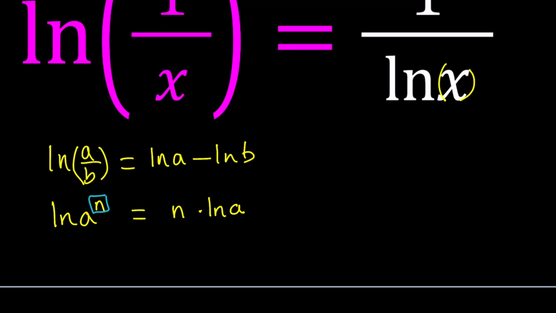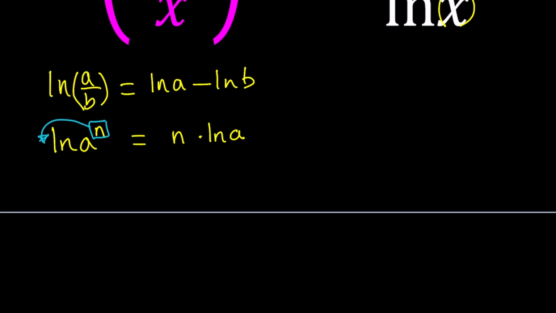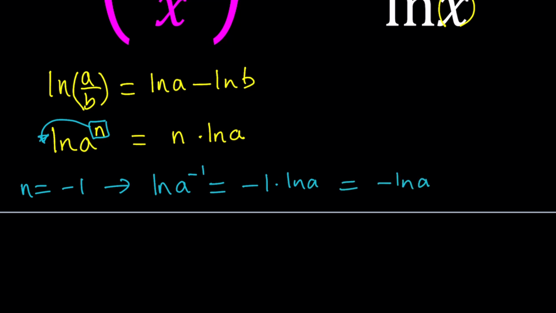You've probably seen my previous videos. Hopefully, if you didn't, please check them out. Anyways, you can just move the power to the front. And particularly if n is equal to -1, which is something we're going to use here, when you have something like ln a to the power -1, you move the -1 to the front, and that becomes negative ln a. In other words, ln 1 over a and ln a are opposites. So you can safely say that ln 1 over a plus ln a is equal to 0. But of course, a should not be 0 in this case.